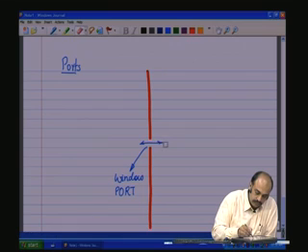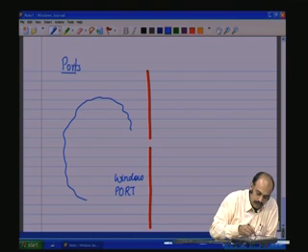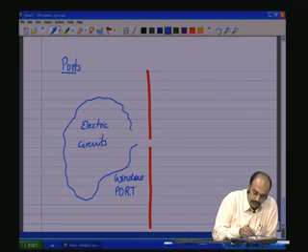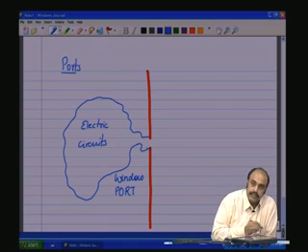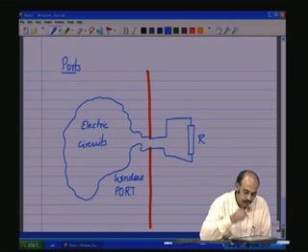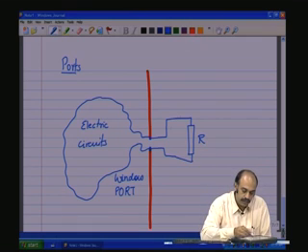Now suppose we have, on this side, electric circuits, and the power has to interact with a particular component, let us say, which is on this side, and let us say that is a resistance R, which has two terminals. Now these two terminals are connected to the port like this. So then the port has two connections, two terminals to which the resistance is connected.